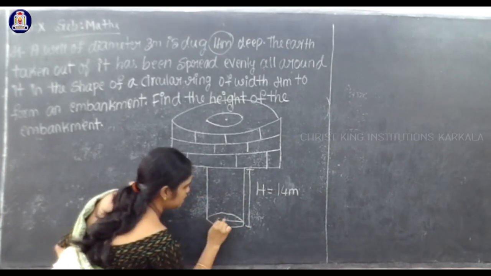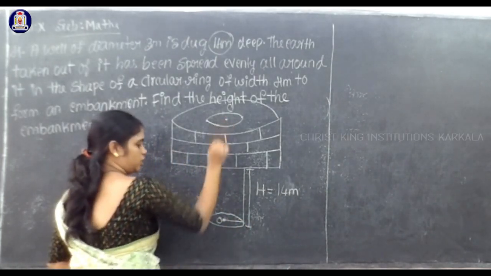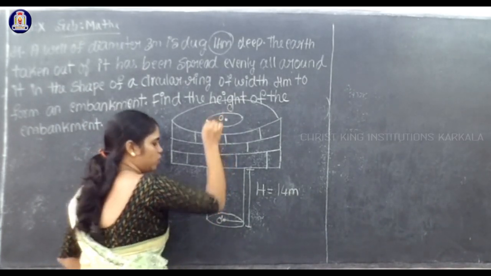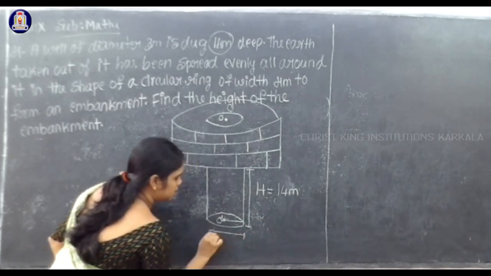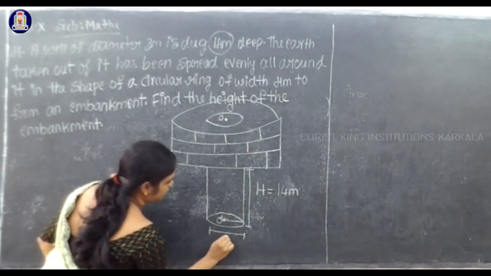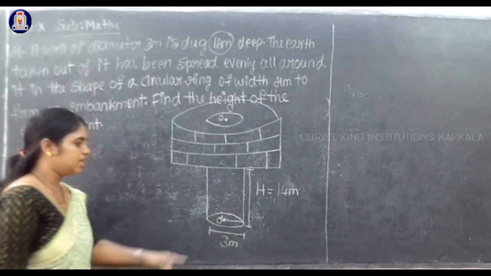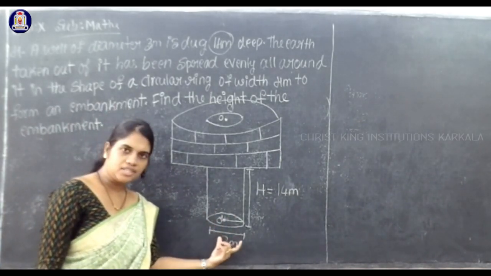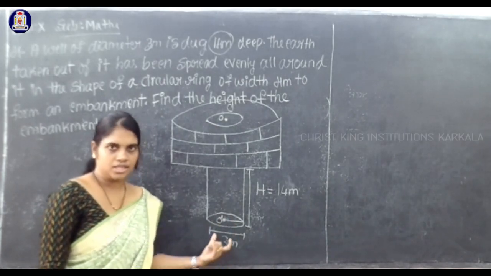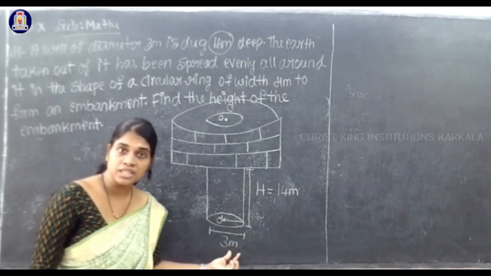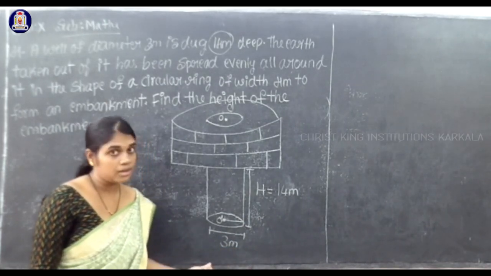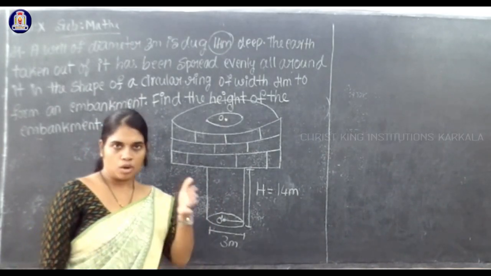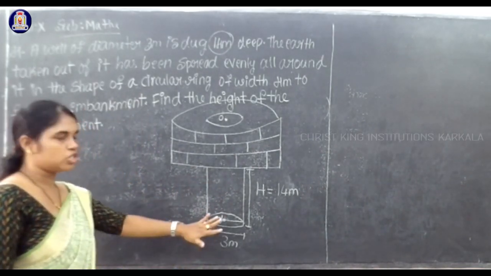This point I will represent by O. What is the diameter? Diameter is given 3 meter. Then what about the radius? Radius will be half of the diameter, isn't it? So what is half of 3 meter? 3 by 2 is equal to 1.5, isn't it? So I'll solve it later.